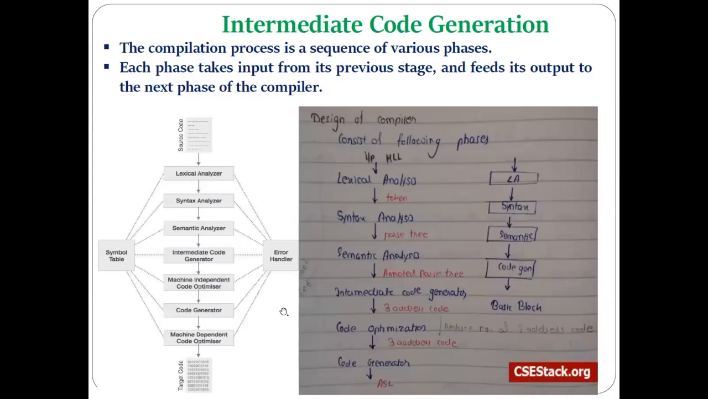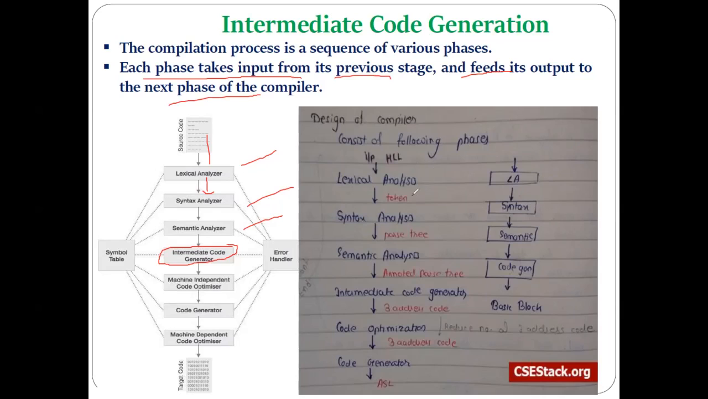Now as all of you must be familiar with this particular diagram, it indicates the different phases of the compiler. In this, we have already seen the lexical analysis, syntax analysis, semantic analysis, and the SDT. And now we are at this fourth phase of the compiler. The compilation process is nothing but the sequence of these phases. As you can see, each phase takes the input from the previous stage and gives its output to the next phase as an input. So here I have mentioned each phase takes the input from its previous stage and feeds its output to the next phase of the compiler as an input.